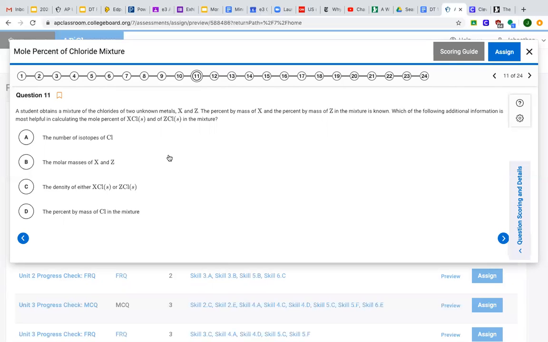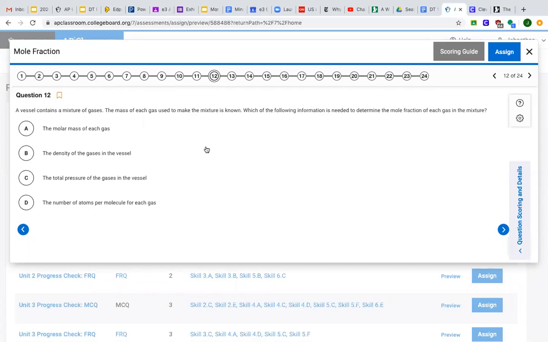The molar mass. Yeah, B. We have to have those, right? Because if we don't have the molar masses of X and Z, we can't calculate the mole fractions of X and Z and then go from there. Okay? So that's the issue. All right, so B is very important.